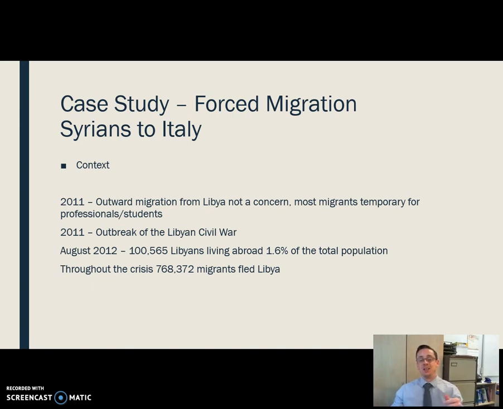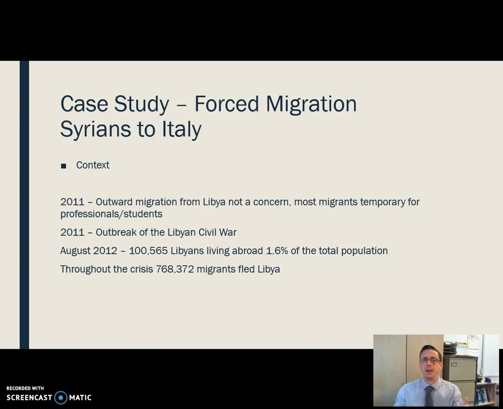Now, the quote-unquote title for our migration is Syrians into Italy. However, to say just Syrians is not really giving it the right title. We're talking about a variety of refugees who are fleeing from various areas, primarily in Africa, but some from the Middle East as well, who are fleeing through Libya into the EU via Italy.